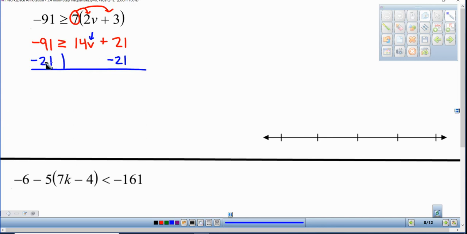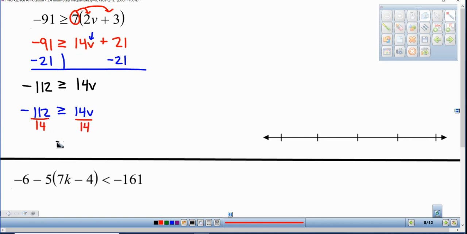And we would get two negatives going together. So I'm adding those, but I'm keeping it negative. And we're going to get 112. And we still have 14v. Now we get v by itself. I like to rewrite this to show that step separately. We're going to divide by 14.